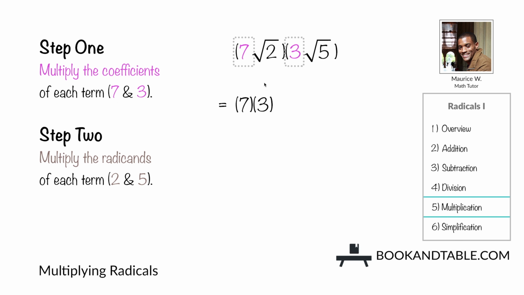So let's say you were given 7 radical 2 times 3 radical 5. Step 1, you multiply the coefficients of each term, 7 times 3 in this case. And then step 2, you multiply the radicands of each term, 2 and 5. 7 times 3 is 21. 2 times 5 is 10, giving you a final answer of 21 radical 10, since this cannot be simplified any further.